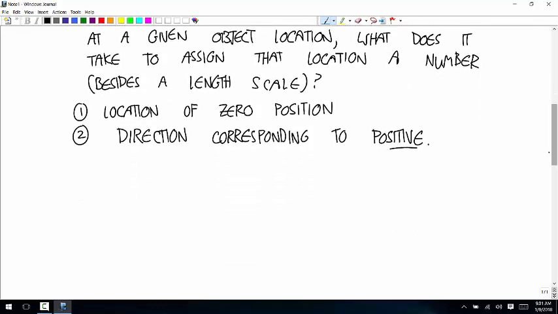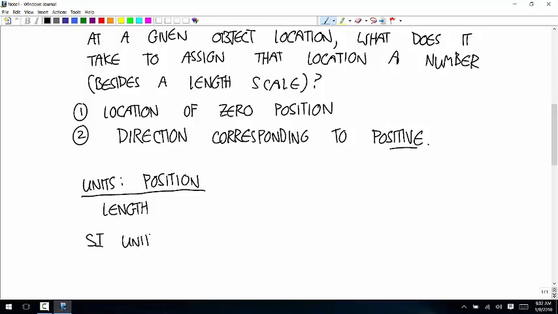And let's talk about units for a second. The units for position always have to be units of length. And there are many units of length: inches, feet, miles, meters. The SI units are meters. And so most of the calculations that we'll do are going to be in terms of meters. And that's represented with a lowercase m.